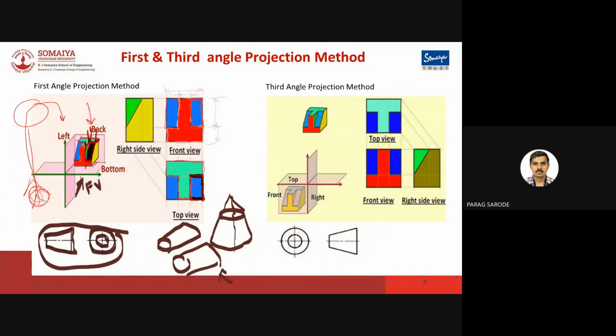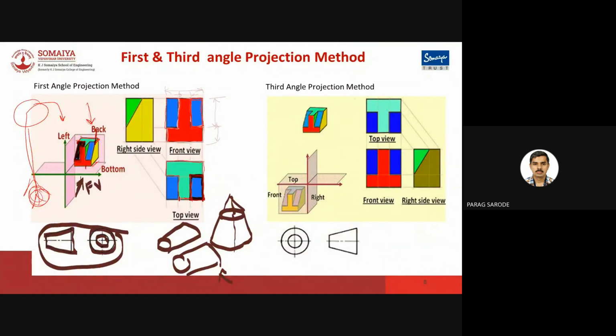And the left portion of this inclined rectangle is matching with this edge of the T. Correct? So that's why here we will be able to draw this. Similarly, on the other side, if you look at it from the top, we will be able to see this complete T as well as this complete inclined portion.